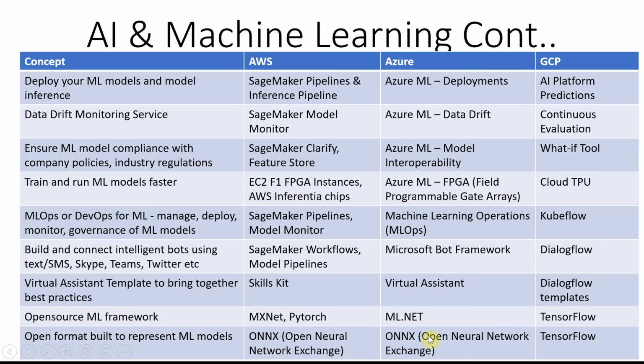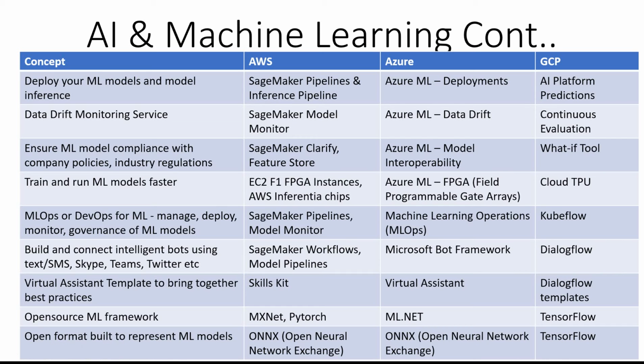So these three are getting a lot of traction. In fact, PyTorch is getting a lot of traction. TensorFlow has a steep learning curve, but PyTorch is from Facebook, so it is also getting a lot of traction now. MXNet is from Apache.